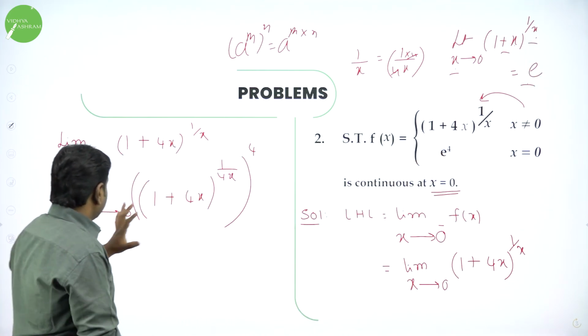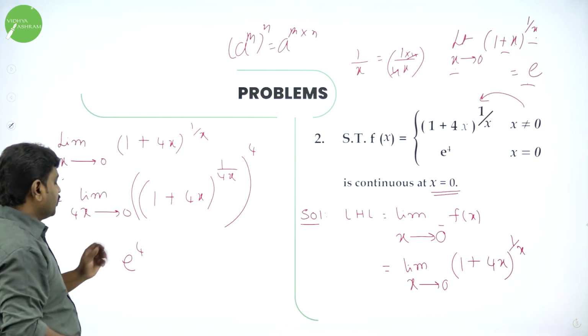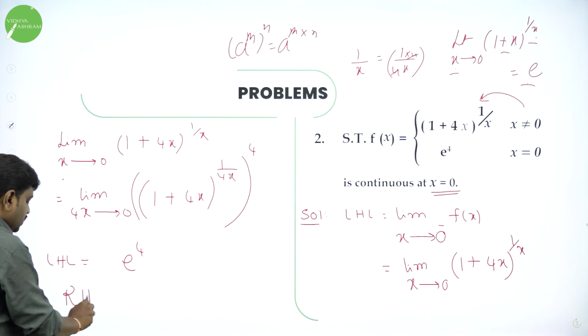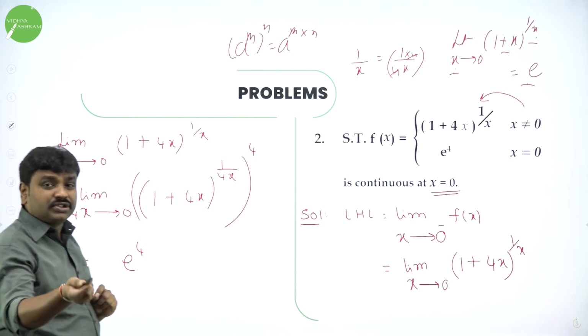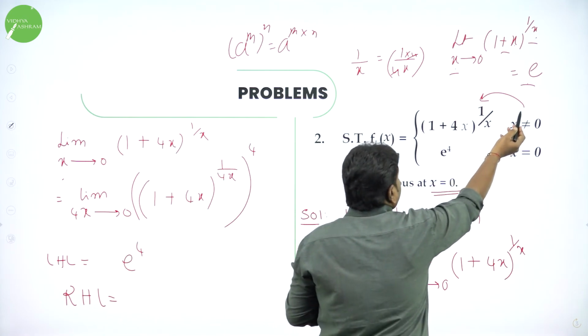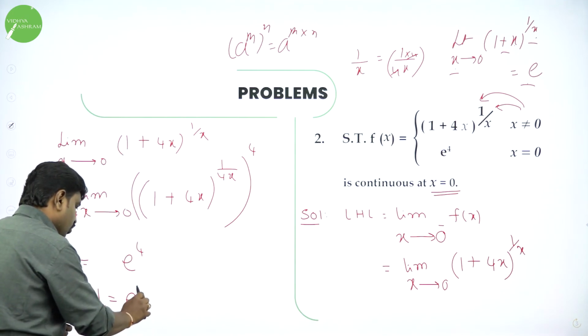So this whole thing becomes e, and the power we have is 4. e power 4. Now we got LHL. Now RHL, right-handed limit, x tends to 0 plus, means choose the function when x is greater than 0. When x is greater than 0 also the function is the same. So RHL, if you solve, you will get the same, e power 4 only.